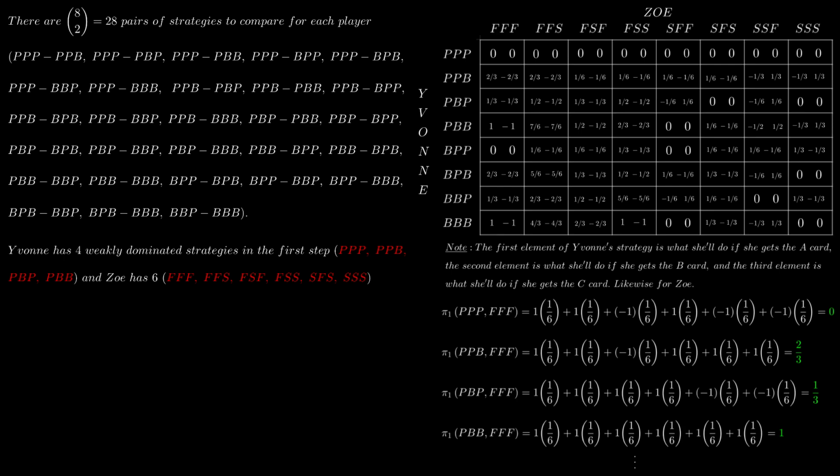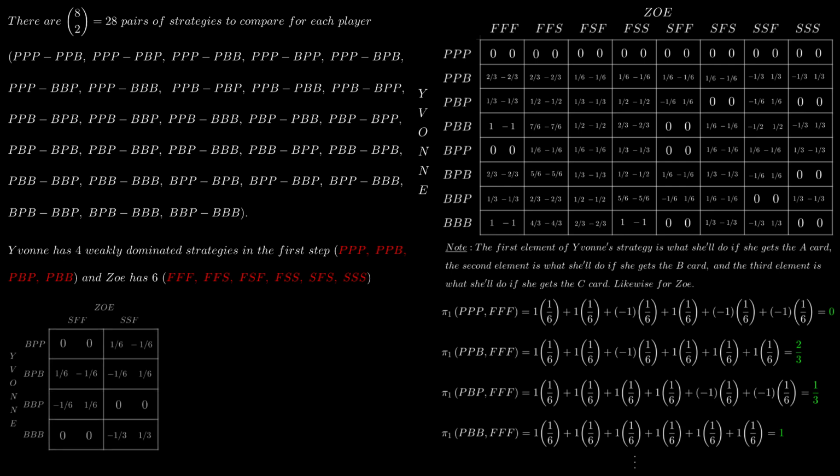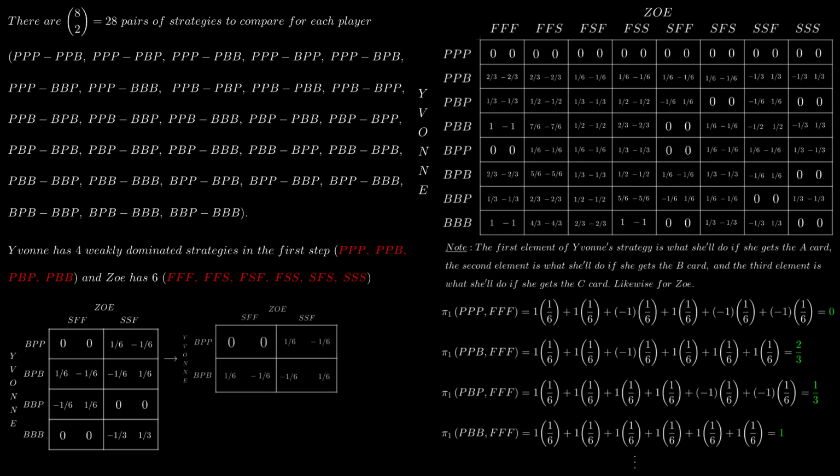Zoe has 6 weakly dominated strategies, namely fold, C, fold, C, fold, C, fold, C, and C. So we delete these in one go, and we're left with the game here. Here we only have 6 pairs of strategies to compare for Yvonne, and 1 pair for Zoe. So the weakly dominated strategies during the second step for Yvonne are bet, pass, and bet, and we delete those, and we're left with this reduced game with 2 strategies for each player. And this reduced game is the output of the IDWDS procedure.